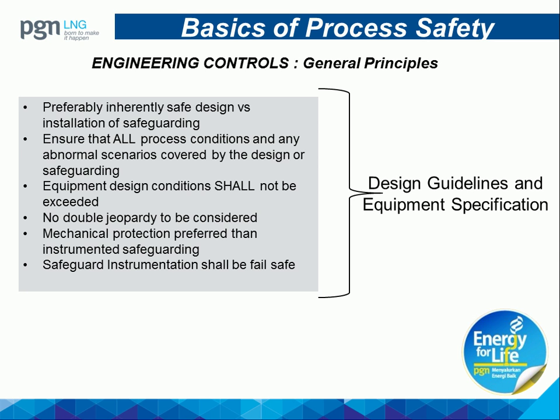So we need to, as engineers, choose which one is the best for us for the specific things. And then the second one is we need to ensure that all process conditions and any abnormal scenarios are covered by the design or the safeguarding. Sometimes we only focus on the normal process condition, while there are so many abnormal scenarios that could happen or would happen if something goes wrong. So we need to ensure that we already mitigate for these kinds of conditions.